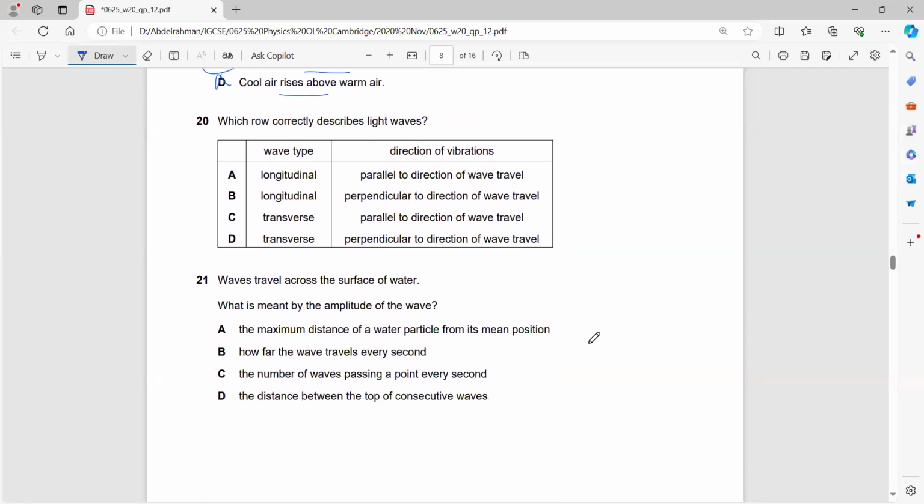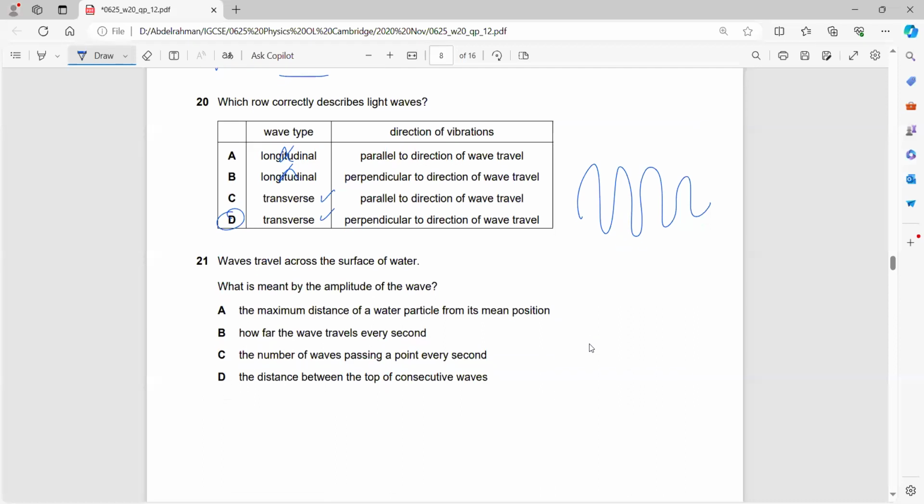Which row correctly describes light waves? Light waves, are they longitudinal? No, they're transverse. Yes, transverse waves move up and down, perpendicular to the direction of wave travel.